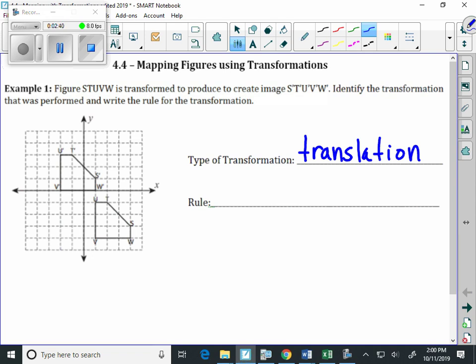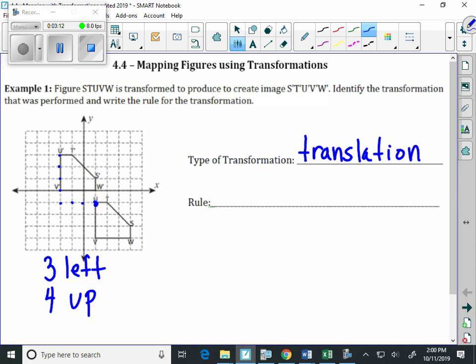Once we know what the type of transformation is, let's look and see what happens here. If we start at point U here, to get to U prime, we went 1, 2, 3 spaces left, and 1, 2, 3, 4 spaces up. So over here, you might write 3 left and 4 up.